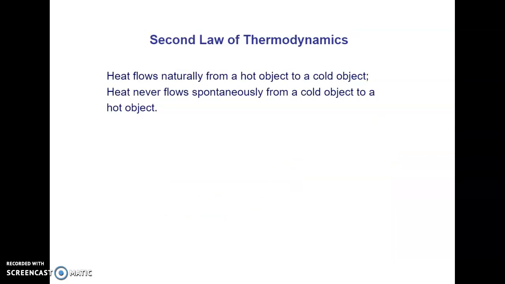All right, so the second law of thermodynamics states that heat flows naturally from a hot object to a cold object and never flows spontaneously from a cold object to a hot object. Sure, you can force it to happen, but it's not going to happen naturally. Okay? So that's the second law of thermodynamics.